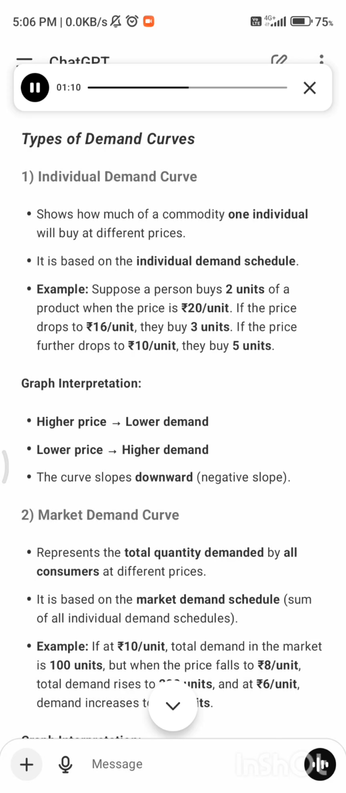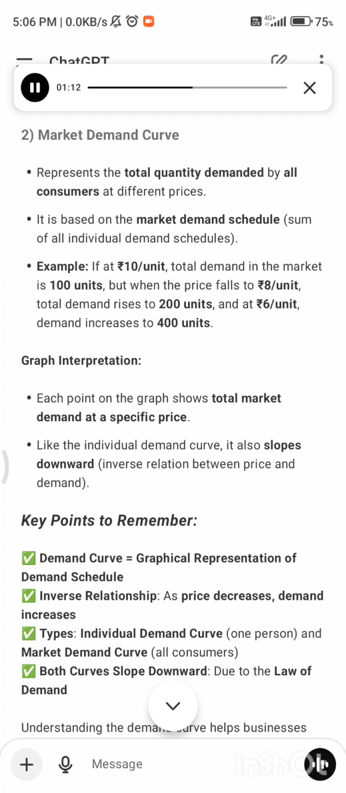2. Market demand curve represents the total quantity demanded by all consumers at different prices. It is based on the market demand schedule, the sum of all individual demand schedules. Example: if at 10 units, total demand in the market is 100 units, but when the price falls to 8 units, total demand rises to 200 units, and at 6 units, demand increases to 400 units. Graph interpretation: each point on the graph shows total market demand at a specific price. Like the individual demand curve, it also slopes downward, an inverse relation between price and demand.